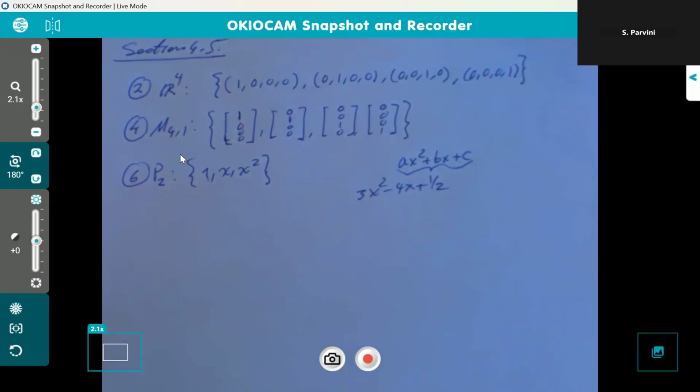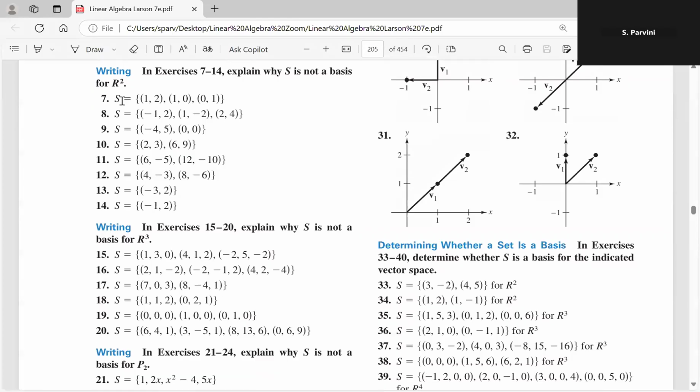Now, the other ones I'm going to look at. Let me switch to the page of a book so you see what the exercise heading is. In this one, number 7 through 14, let's take a look at a couple of these. It says, explain why S is not a basis in R2. Why is it not a basis in R2? So number 12 says, let's say my set S is 4, -3, and 8, -6.